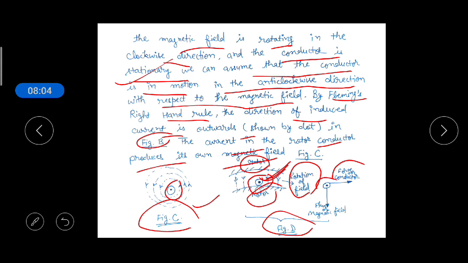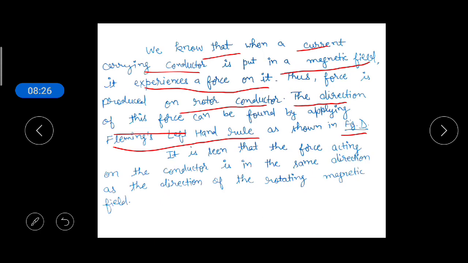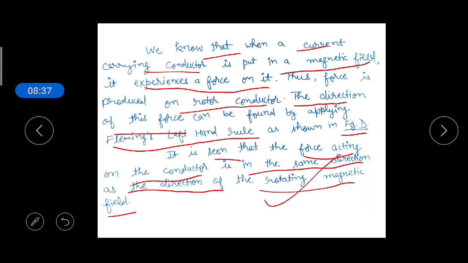Okay, so we know the current, dot polarity, and the magnetic field. Apply Fleming's left hand rule, and you will find the force on the conductor will be in the clockwise direction, or in the same direction as your rotating magnetic field. So it is seen that the force acting on the conductor is in the same direction as the direction of the rotating magnetic field.